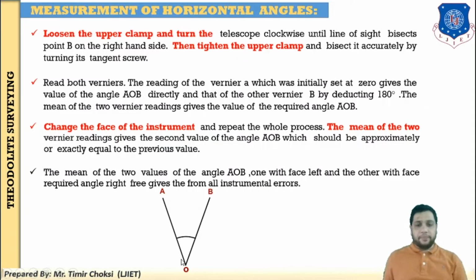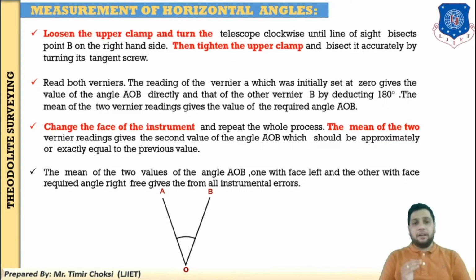In the example, first I have set up the instrument at station O. After the setup, bisect point A at 0 degree. Now I have rotated the instrument to B. So the example reading was 36 degree 20 minutes, so our angle AOB is 36 degree 20 minutes. But from vernier B, deduct the 36 degree 20 minutes from 180 degree. So first find AOB from vernier A and vernier B.